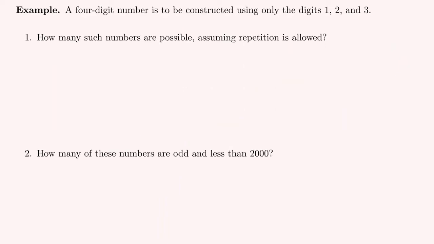We have a 4-digit number is constructed using only the digits 1, 2, 3. So notice here they specifically told us you can only use these digits. So for this particular problem, 4 is not an option. Neither is 5, 6, 7, 8, 9, or 0. We can only use 1, 2, or 3. They ask us how many numbers are possible, key phrase, assuming repetition is allowed.